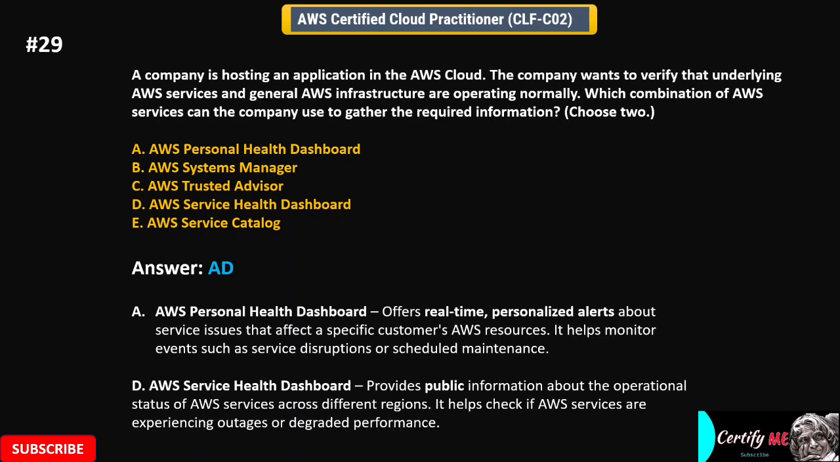First, let's see option A. AWS Personal Health Dashboard offers real-time personalized alerts about service issues that affect a specific customer's AWS resources. It helps monitor events such as service disruptions or scheduled maintenance. Next one, AWS Service Health Dashboard provides public information about the operational status of AWS services across different regions. It helps check if AWS services are experiencing outage or degraded performance.